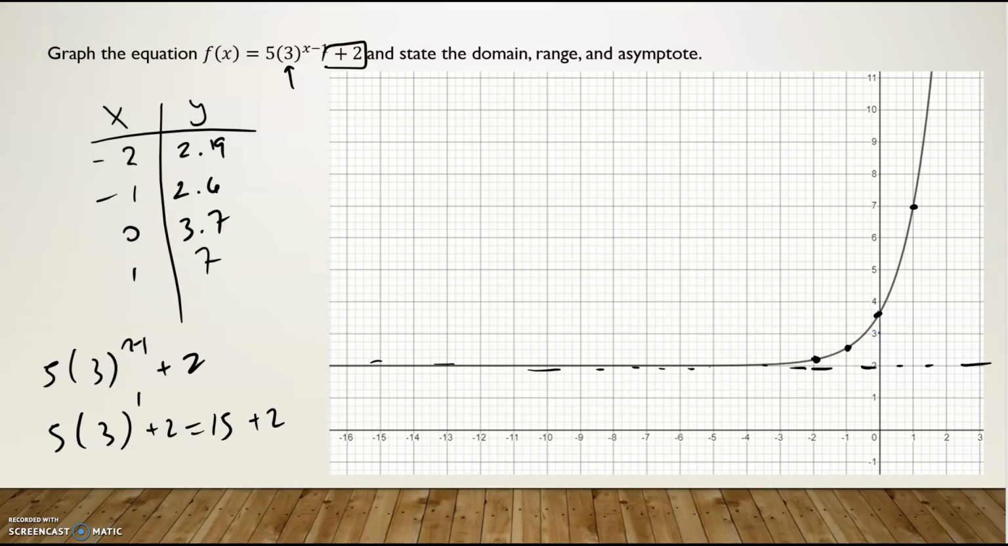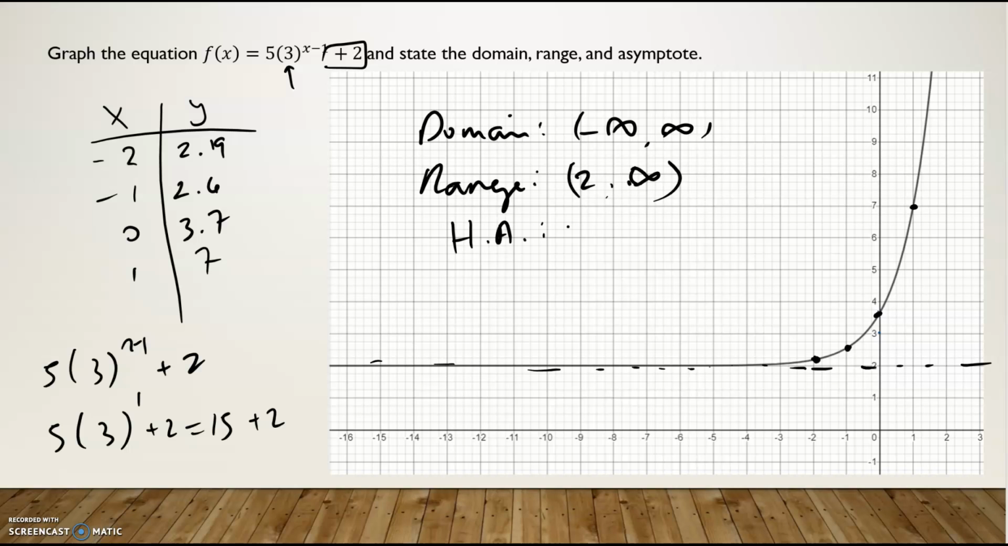Now you could plot many more points to get a very detailed drawing of this, but this would suffice, to get a few points and then to look at what's the domain, the range, and the asymptote. So let's look at the domain, which never changes, negative infinity to positive infinity. Here the range is 2 to infinity, and the horizontal asymptote is y is equal to 2.